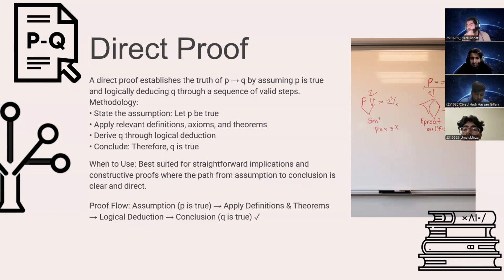Step number one, assume the statement is true. Two, apply the mathematical definitions or formulas. Number three, use logical reasoning, and last but not least, reach the conclusion. We usually use direct proof when the path from assumptions to conclusion is clear and easy to follow. Next slide, please.